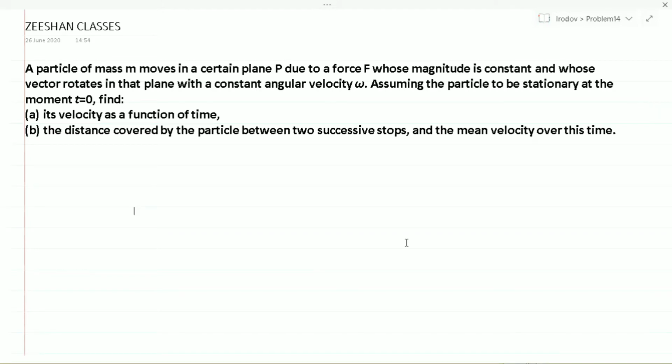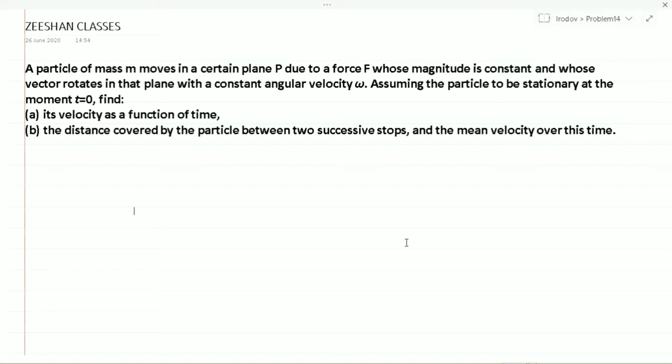Today, we're going to look into another problem from kinematics. There is a particle of mass m which is moving in a plane due to a force F, the magnitude of which is constant, but the vector rotates with a constant angular velocity, omega.